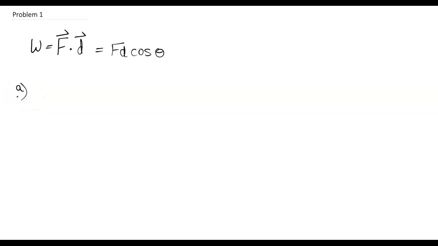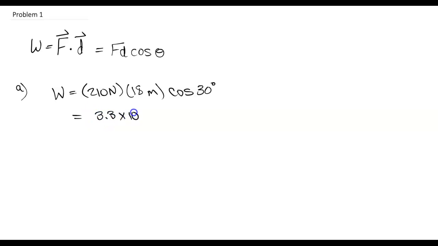So for part A, we are given that we have a force of 210 newtons, and this force is acting on 18 meters, and there's an angle between the force and the displacement of 30 degrees. So if we multiply these out, we get about 3.3 times 10 to the third joules. Remember that we use significant digits, so we use scientific notation a lot of times to do significant digit considerations.